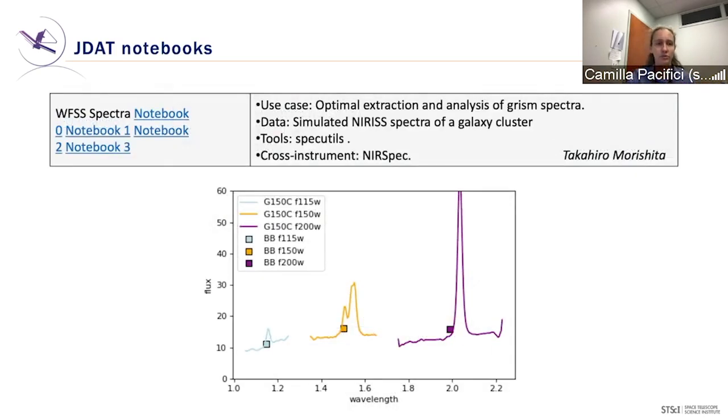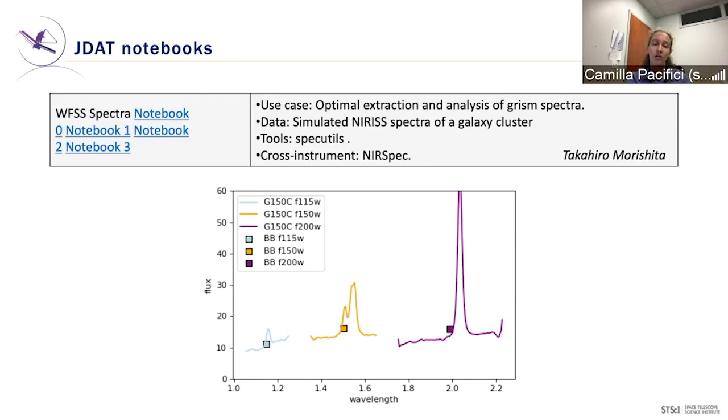The second notebook, which is a set of 4 notebooks actually, the second use case we propose you is the optimal extraction and analysis of Grism spectra with nearest simulated data of spectra of galaxies in a galaxy cluster. The tool you can use for this one is specutils. And the cross instrument could be NIRSpec because you could do the same workflow for NIRSpec observations. The author of this one is Takahiro Morishita.